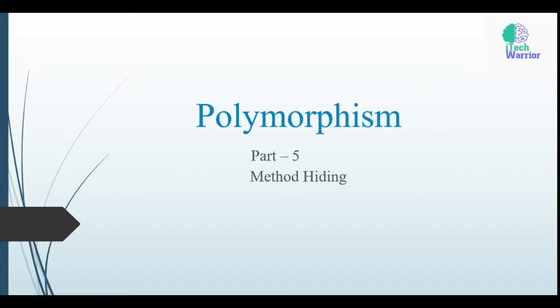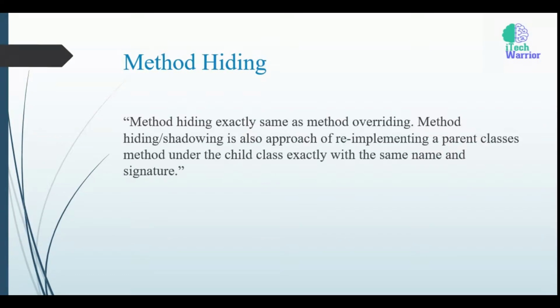Friends, this is part 5 of polymorphism. In this video, I will demonstrate method hiding. So let's start. Method hiding is exactly the same as method overriding. Method hiding, or we can say method shadowing, is also an approach of re-implementing a parent class's method under the child class with exactly the same name and same signature.